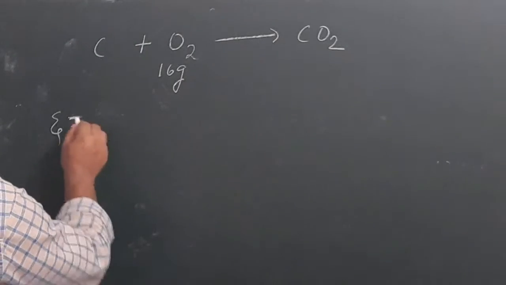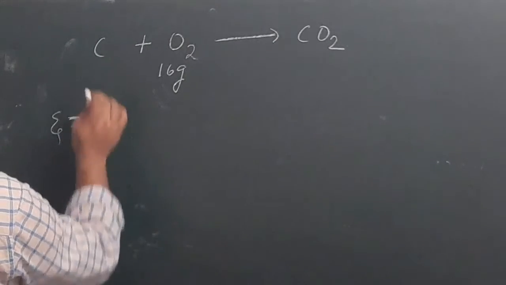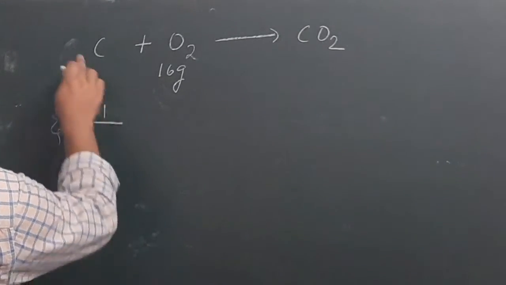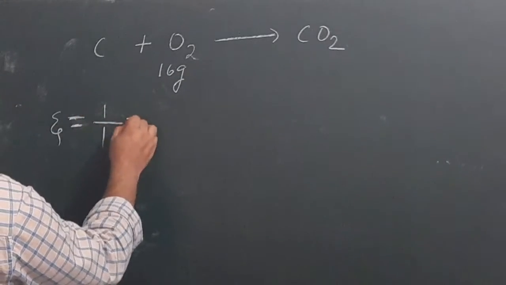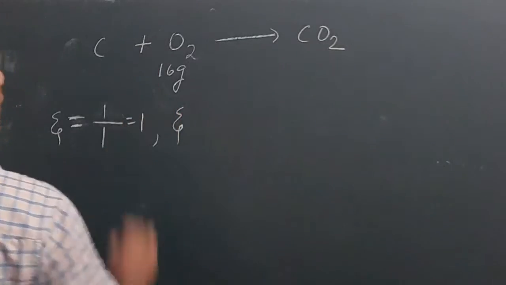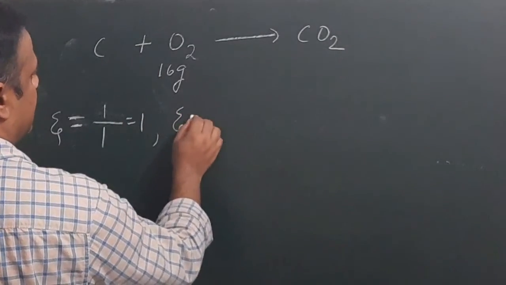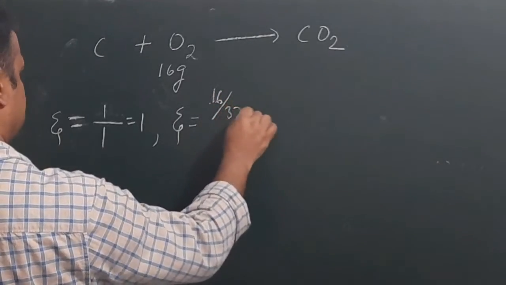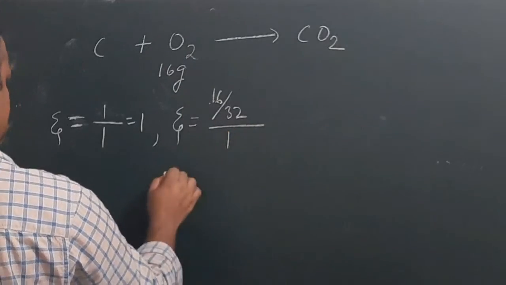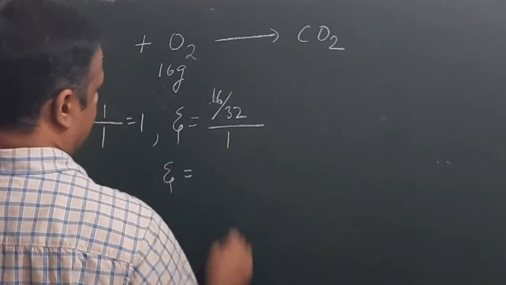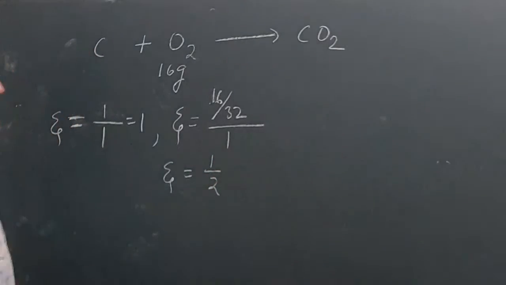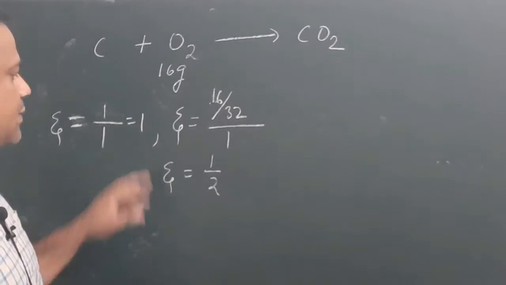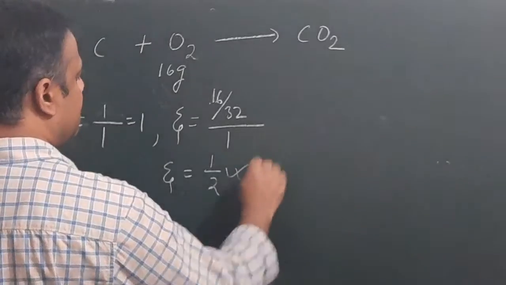So extent of reaction of carbon will be 1 mole divided by the stoichiometric coefficient of carbon, which is 1, so here 1. If we calculate extent of reaction for oxygen, first we have to calculate the number of moles. Number of moles will be given mass upon molar mass, divided by stoichiometric coefficient, that is 1, so it will be 1/2. So we can see that extent of reaction of oxygen is less than extent of reaction of carbon. So the one with less extent of reaction will be the limiting reagent.